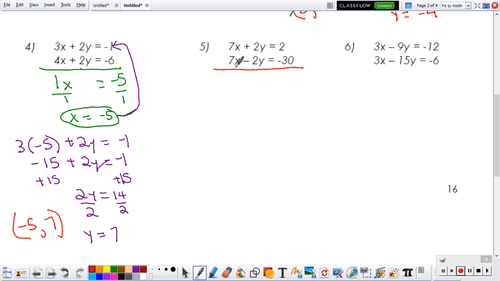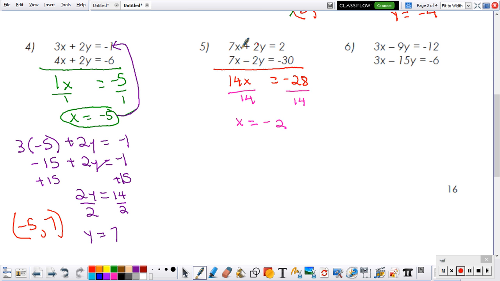7x plus 7x is 14x. +2 and -2 cancel out. 2 minus 30 is -28. We'll divide both sides by 14 to get x equals -2. Again, it does not matter where you put the -2.